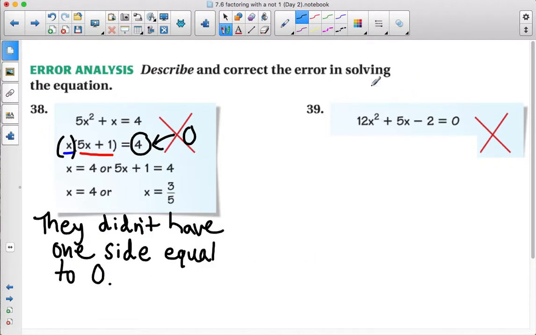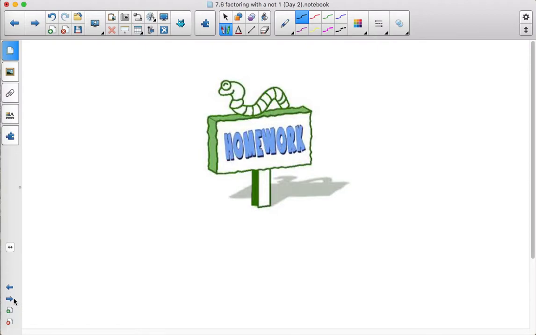Okie doke. The second one I'm actually going to hold off on for right now, and we'll talk about the error when I get back. So for today, I just wanted to focus on this one. You need one side equal to 0 in order for this factoring technique to be beneficial. And with that, that's it.